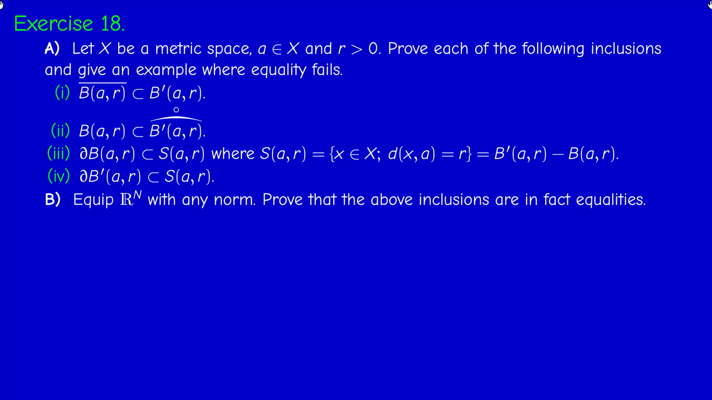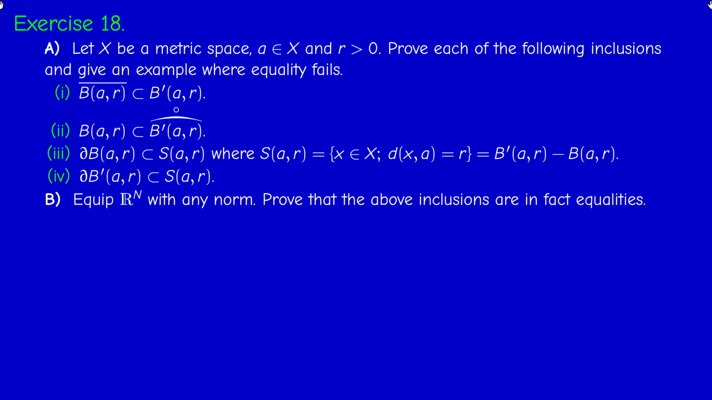And we have to give examples where equality fails. So we don't always have equalities. However, when we work in Rn with any norm, then all the above inclusions are in fact equalities.